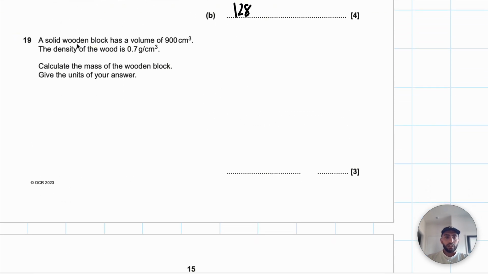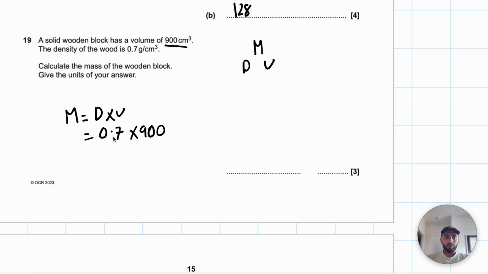Question 19. A solid wooden block has a volume of 900 centimeter cubed. The density of the wood is 0.7 grams per centimeter cubed. Calculate the mass of the wooden block. Give the units of your answer. So here we're going to be using the mass, density, volume formula triangle, and we're trying to find mass, which is equal to the density multiplied by the volume. Here the density is 0.7. We're multiplying that by 900.